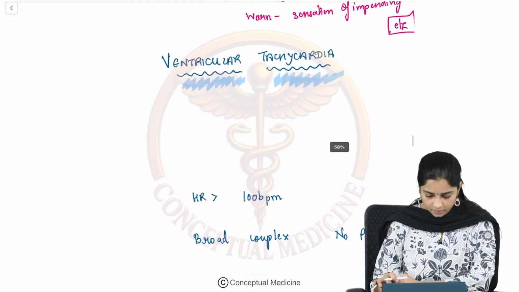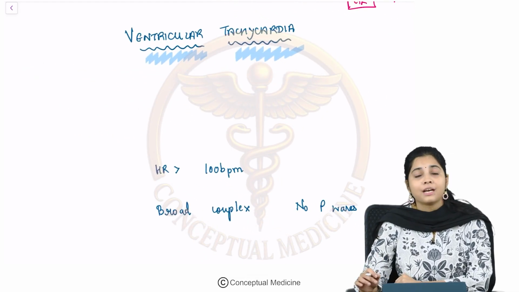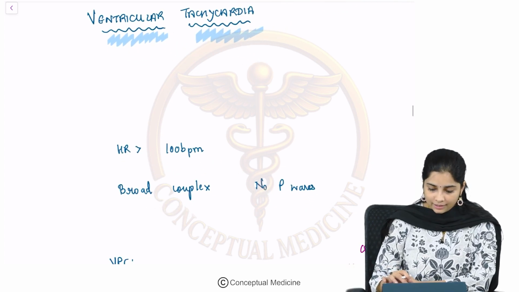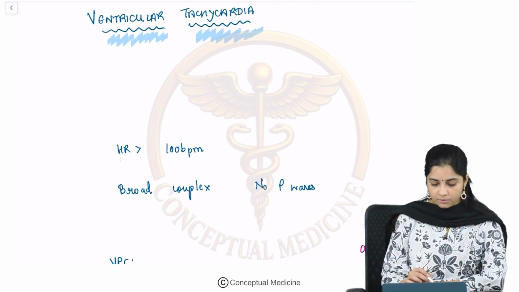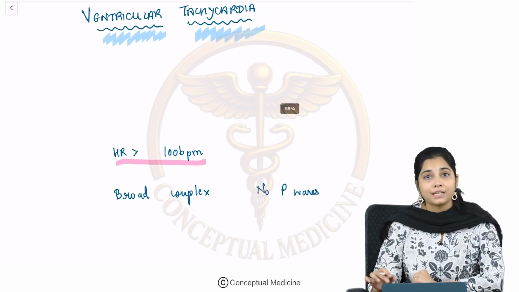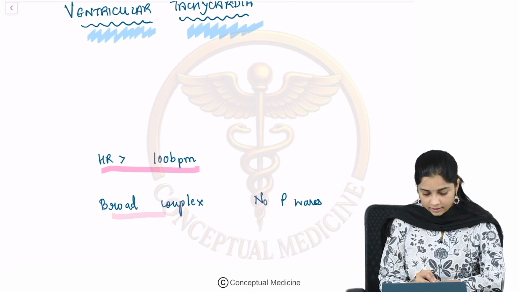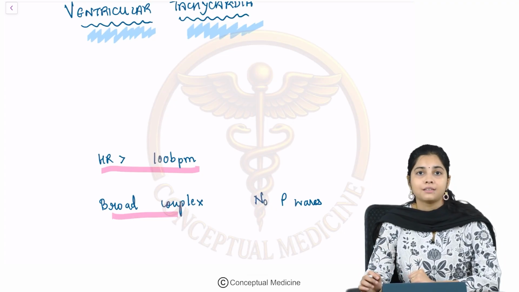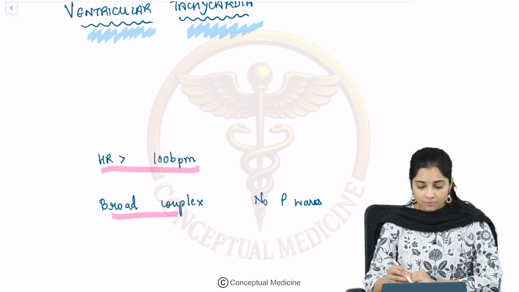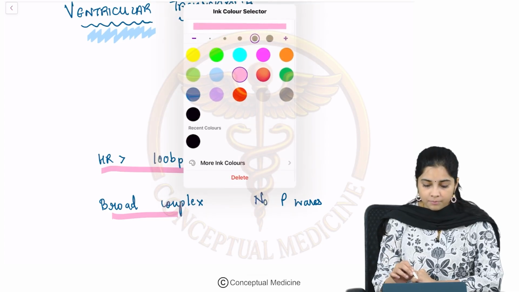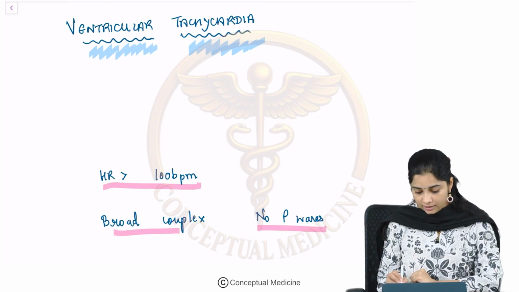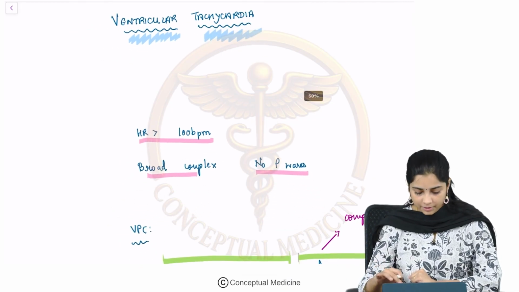So, in ventricular tachyarrhythmias or in ventricular tachycardia, what are the characteristic clinical features? There is a heart rate of more than 100 beats per minute and a broad complex tachycardia. And the most important feature is that there are no P waves.